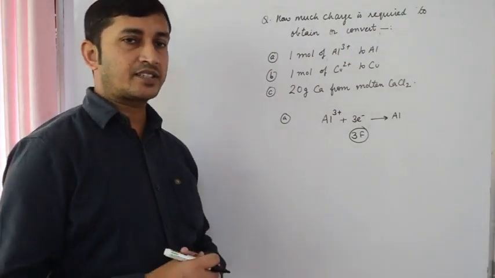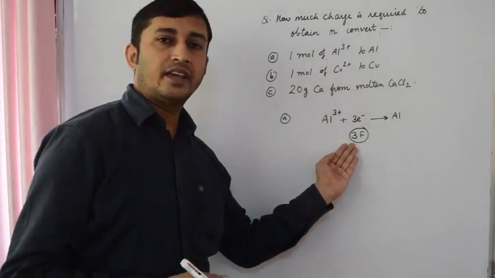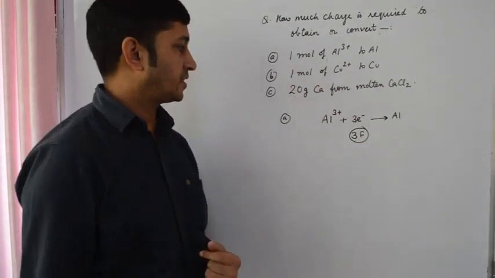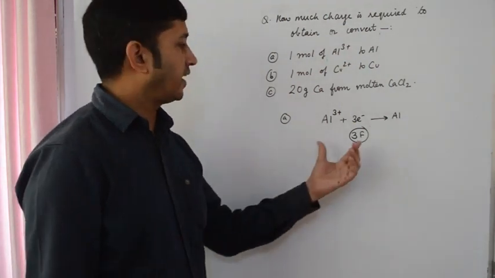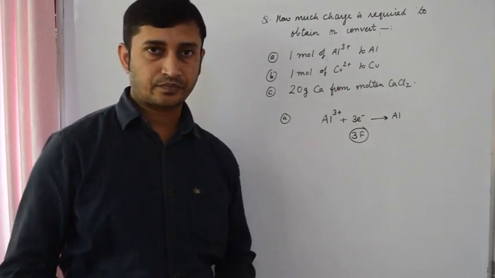If the charge is asked in coulomb, we can easily convert it into coulomb by just multiplying by 96,500 or 96,487 coulomb. Then we will get the charge in coulomb, or we can write it here in Faraday also.